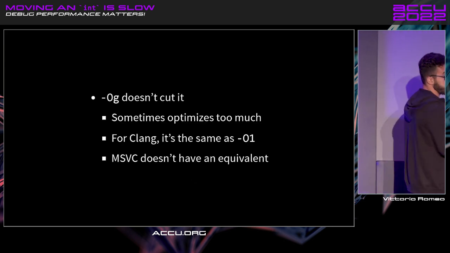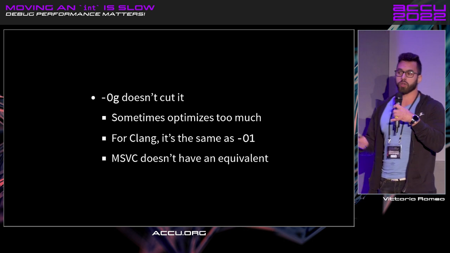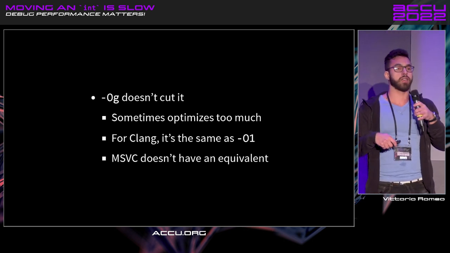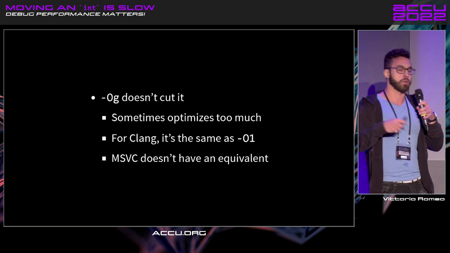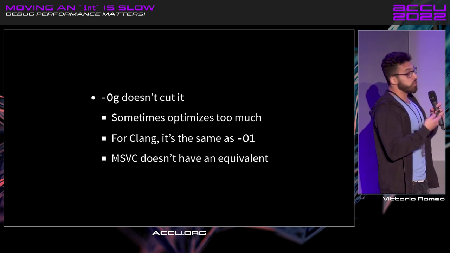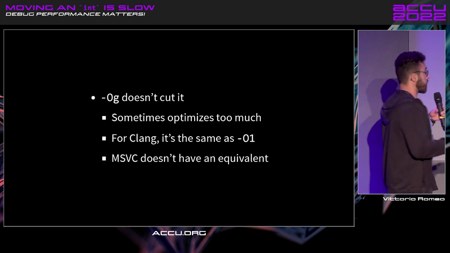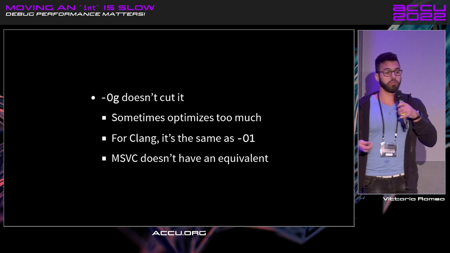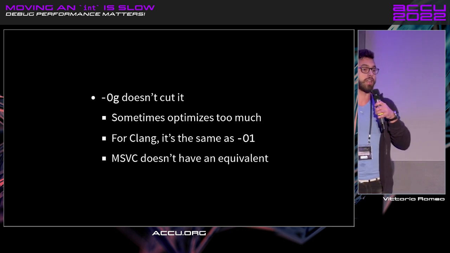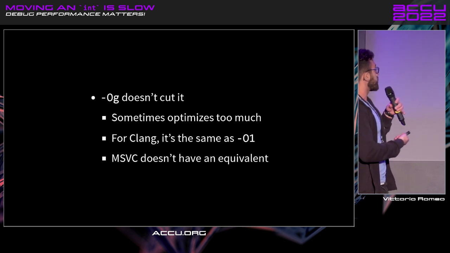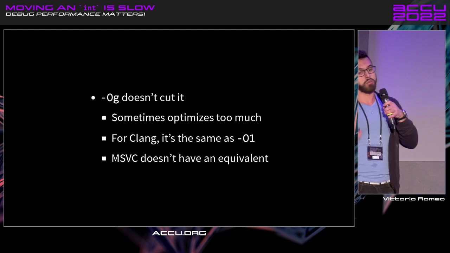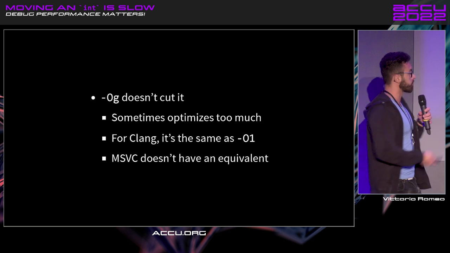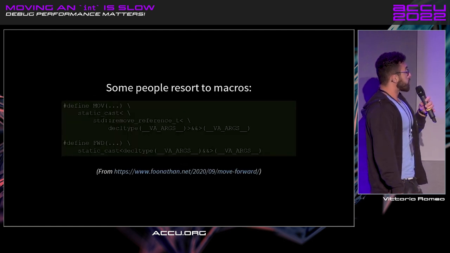So Og doesn't cut it. If you don't know what Og is, it's an option you can pass to most compilers, which will do some basic inlining, and it's meant for debugging and optimizing a bit. But sometimes it still does too much, and it makes it hard to debug your code. For Clang, it is actually the exact same thing as O1. So if you look at the documentation, Og is just an alias for O1. And MSVC doesn't have an equivalent, so people that are working in game dev, which mostly work on Windows, will not have this option. Some people resort to macros.